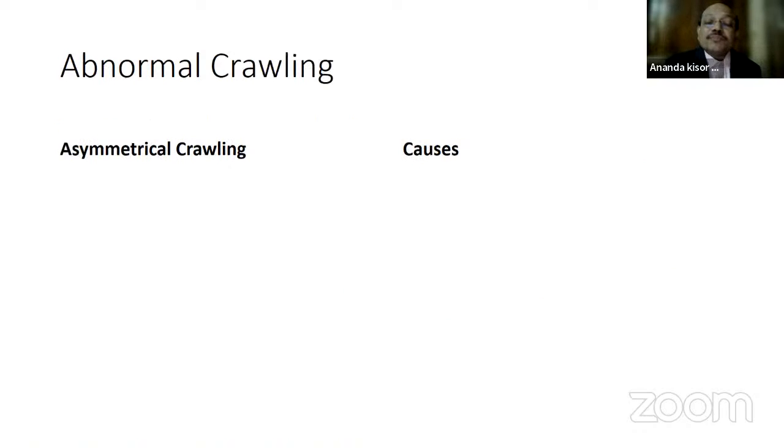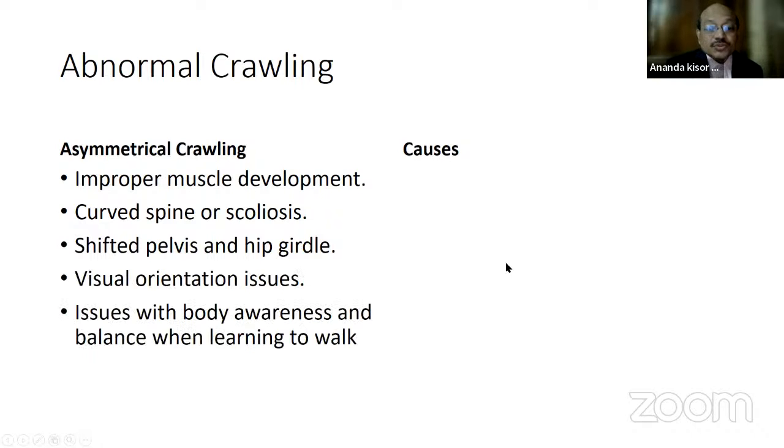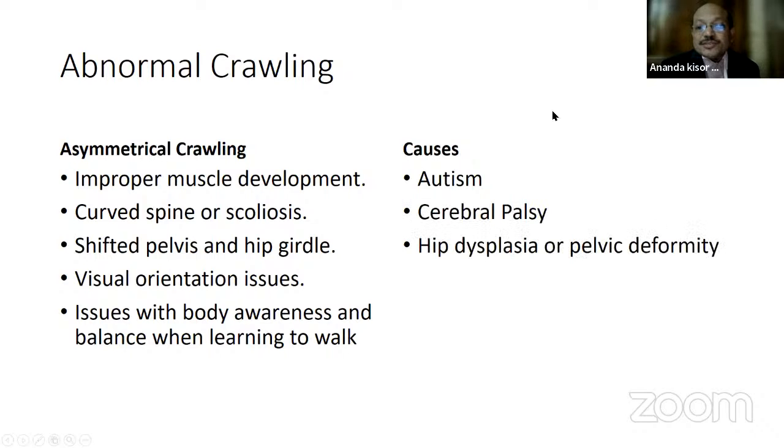From the orthopedic point of view, we have to concentrate on the crawling gait, which may be asymmetrical. As you can see, asymmetrical crawling may be due to improper muscle development. There may be a curved spine or scoliosis, a pelvis shift, abnormal shifting of the pelvis and hip girdle, visual orientation issues, and issues with body awareness and balance when learning to walk. So what are the causes? Basically, this is asked in the OSCE. It may be due to autism, cerebral palsy, hip dysplasia or pelvic deformity, scoliosis, and vision issues.